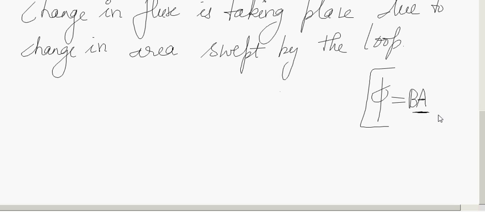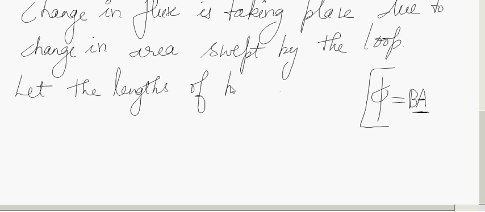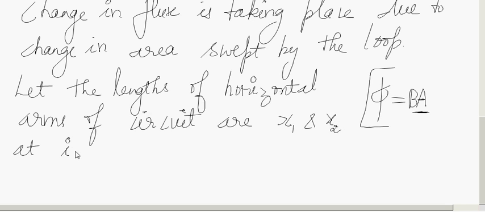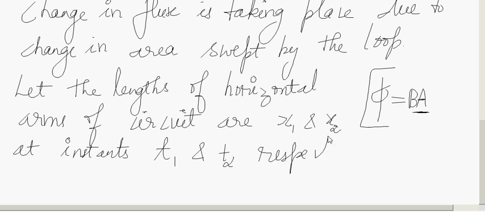Now we will calculate the change in area. For that, let the lengths of horizontal arms of the circuit be x1 and x2 at instants t1 and t2 respectively. So what do you mean by this?